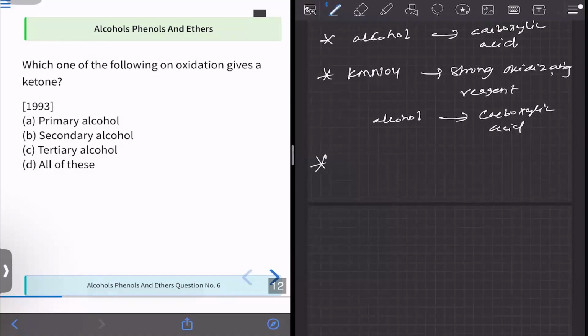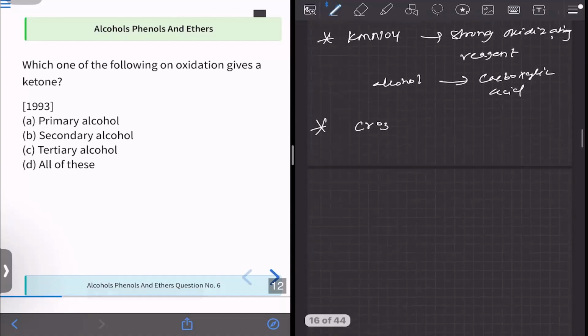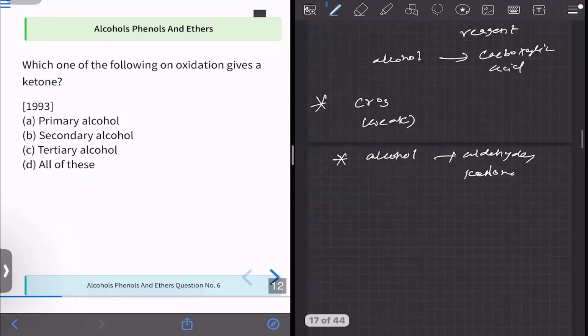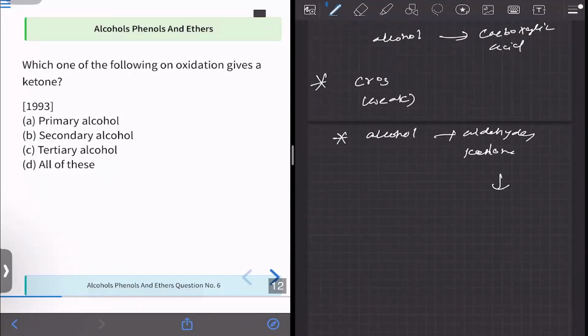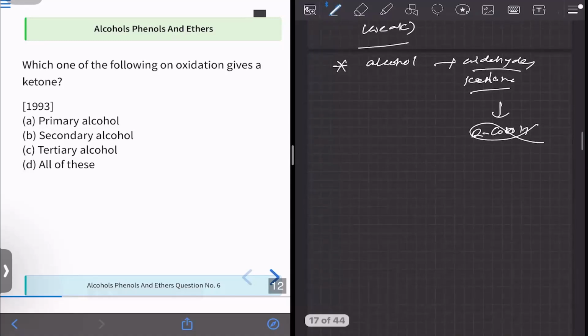So what are other oxidizing agents present? It will be chromium oxide, CrO3. It is a weak oxidizing reagent, so it can convert alcohol into aldehyde and ketone, and it does not oxidize aldehyde or ketone further. It cannot produce carboxylic acid. So it is a weak oxidizing agent, and it stops in between the step, that is aldehyde or ketone. And another oxidizing agent is copper at 573 degrees Celsius.